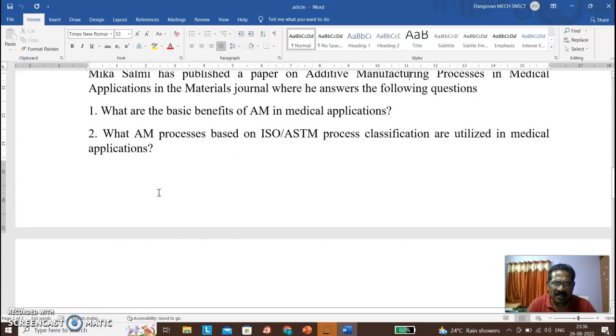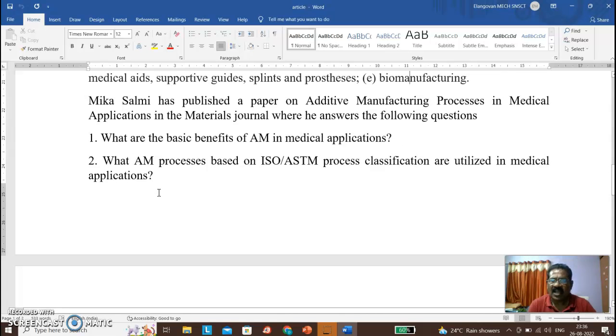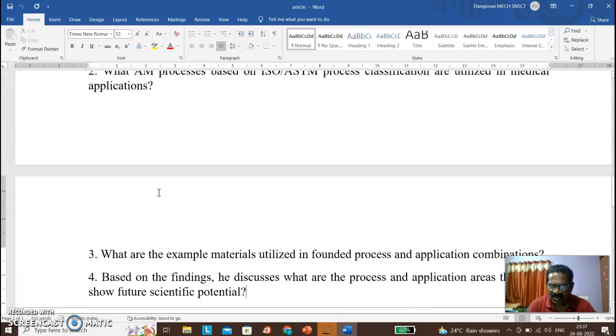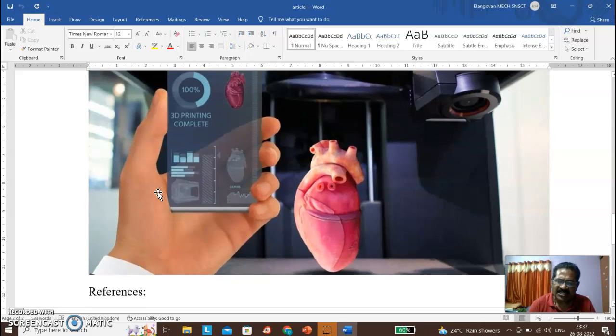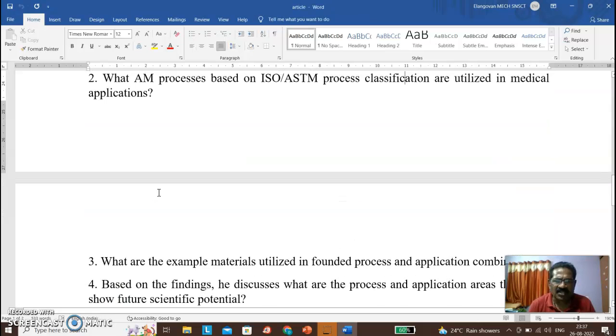Now, there has been a paper by Mika Salmi, who has published a paper on additive manufacturing processes in medical applications in a journal called Materials. He has answered some questions like: what are the benefits of additive manufacturing in medical applications, and how can they be utilized? What are the example materials today, as on date? What materials have been found for these kinds of applications? And based on the findings, he discusses what processes and applications could be used for future potential also.